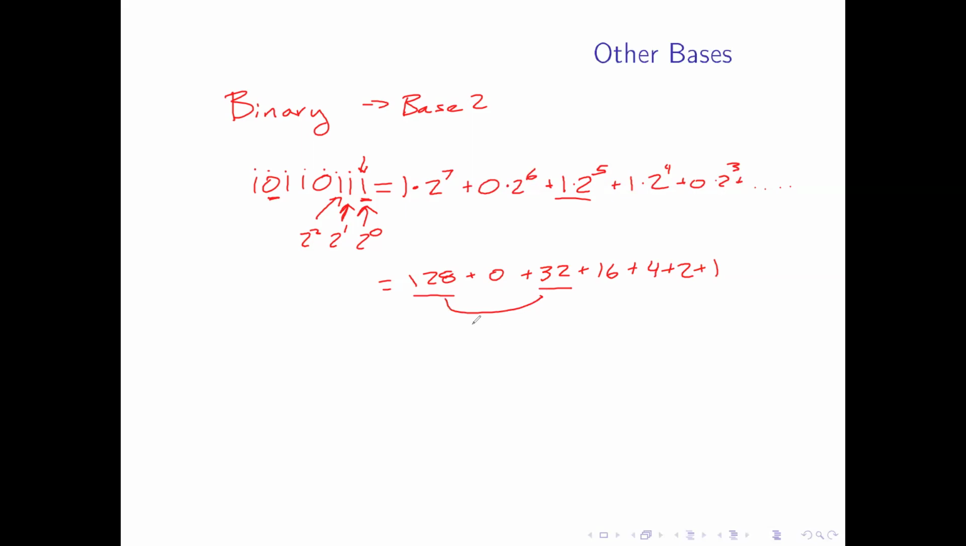Interesting enough, you add these two numbers together, these two together are going to give you 160. These two add together give me 20. And this gives me 3. So add it all together and we get 183. So this number right here in base 2, often we do base 2 by doing a little 2 subscript, is equal to 183 in our base 10 number system that we're accustomed to.